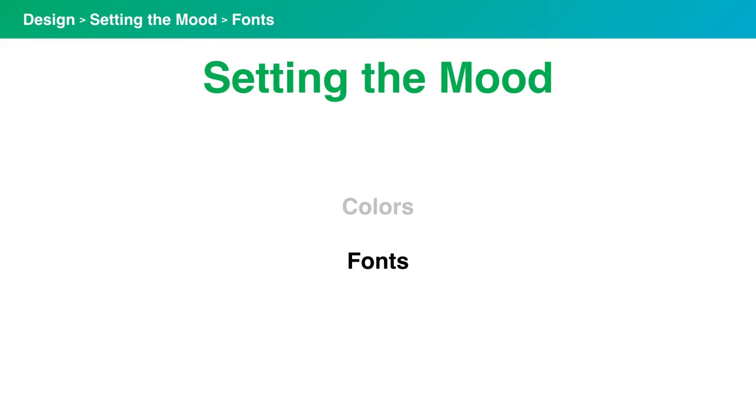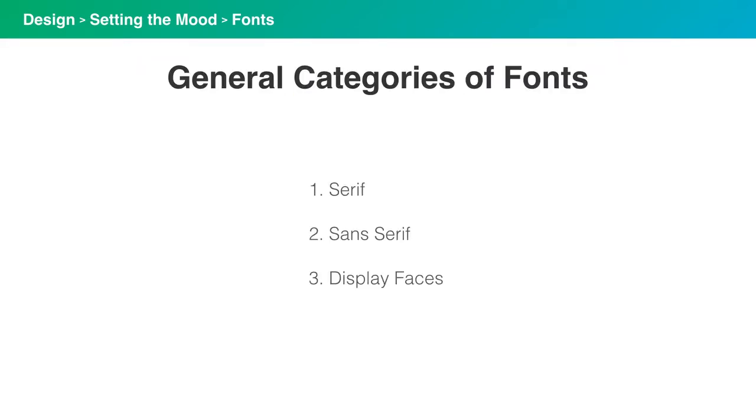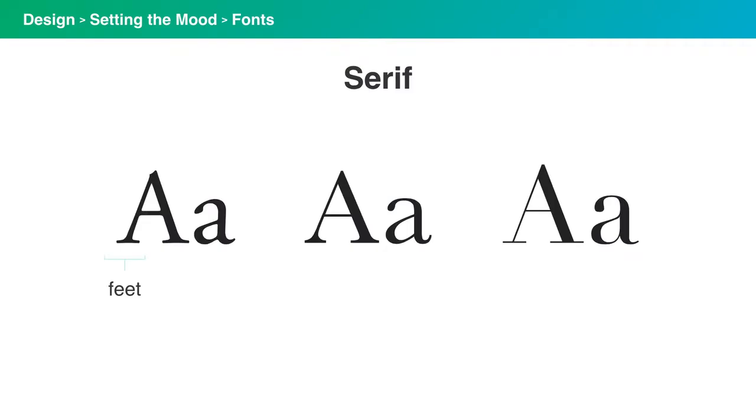The second way we can communicate the mood of our site is through fonts. There are 3 general categories of fonts. The first is Serif Font. Serif fonts have these little projections that are referred to as feet. Serif fonts are the oldest type of letter form and date back to early printing days. They're based on human calligraphy forms.